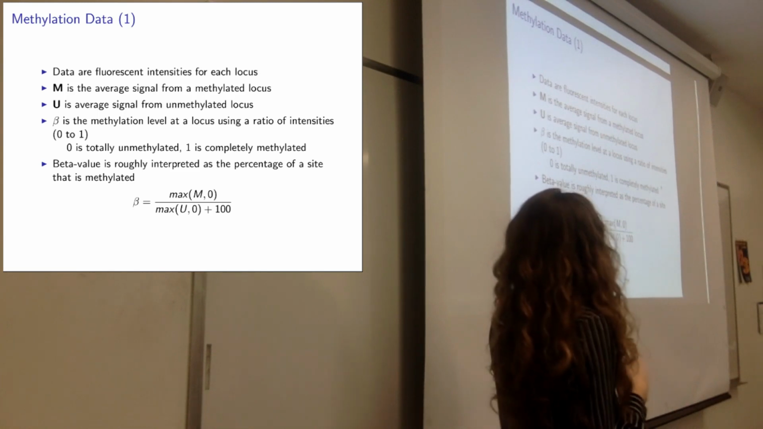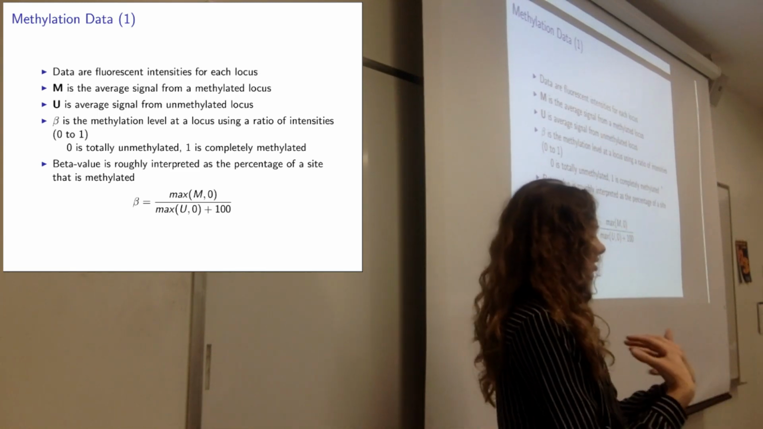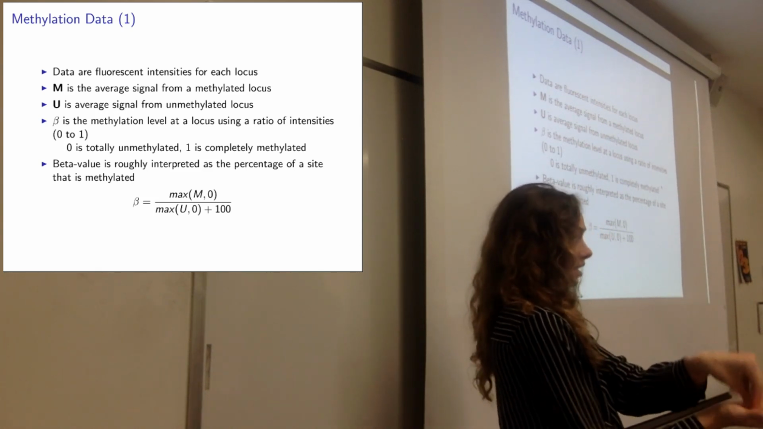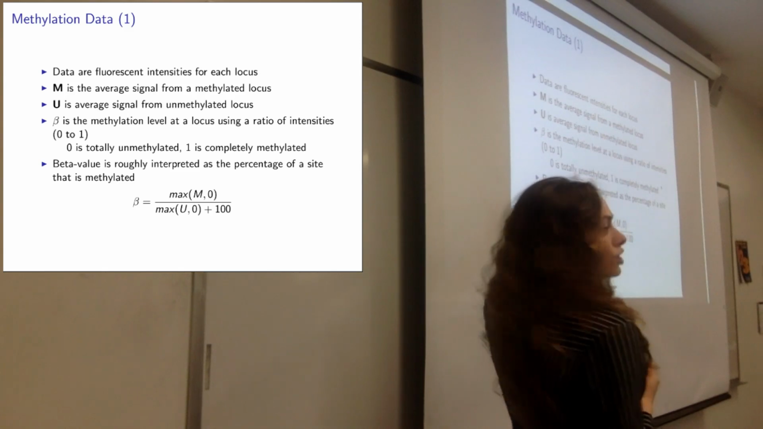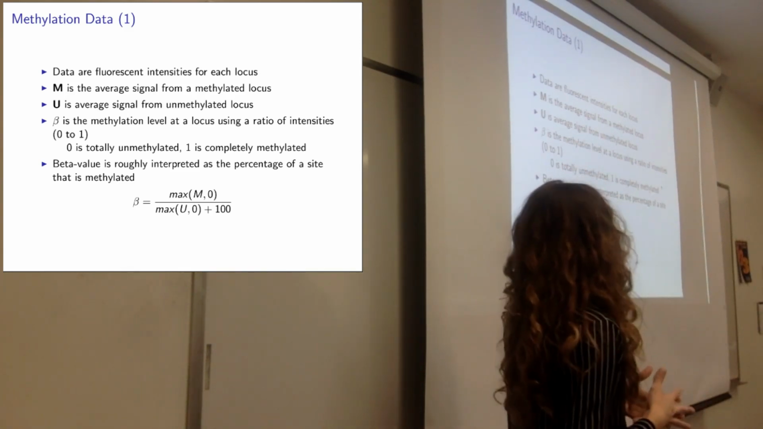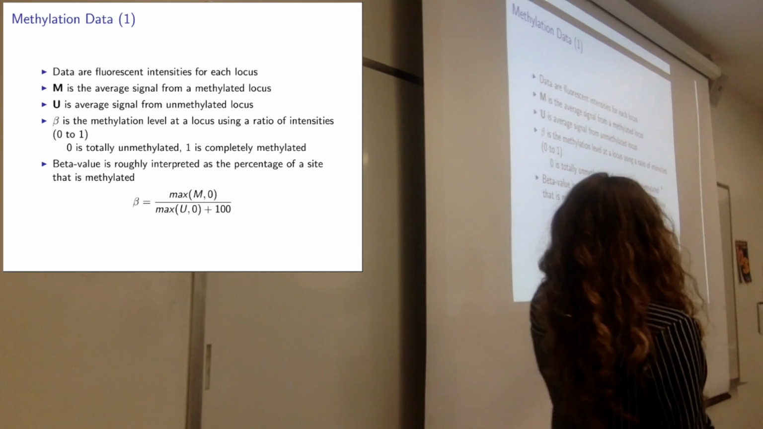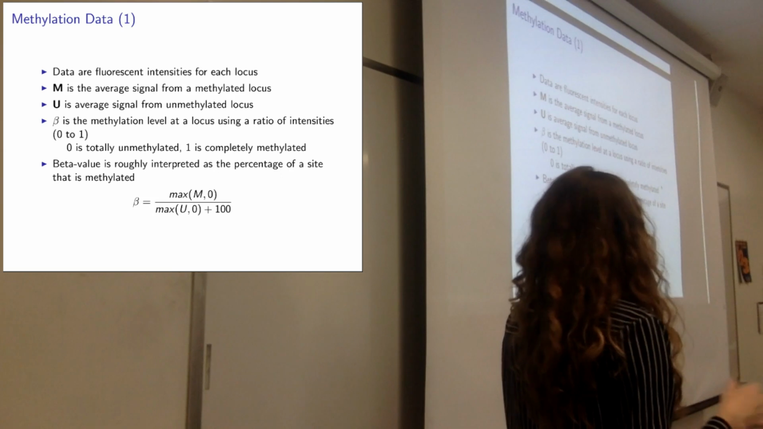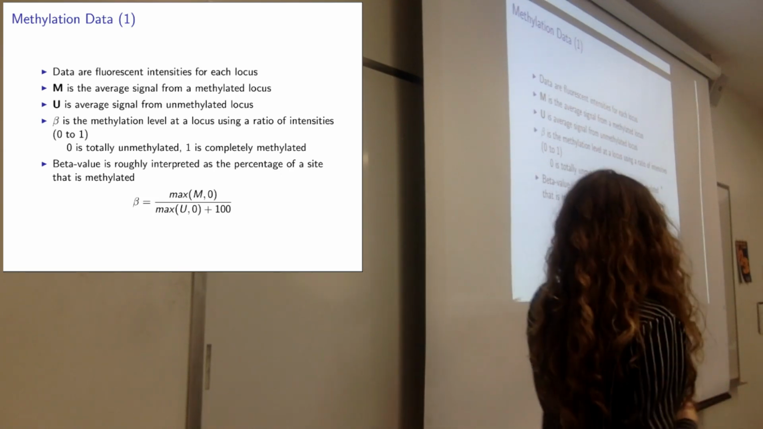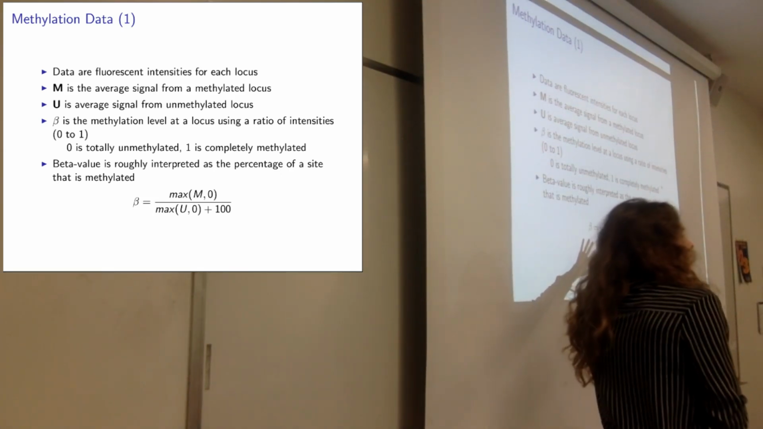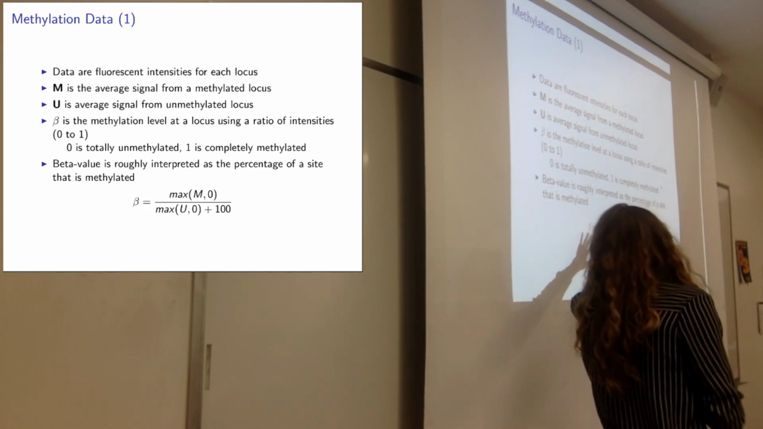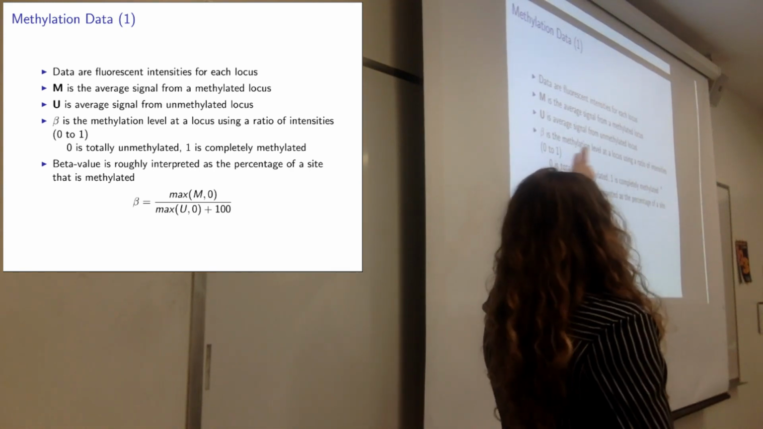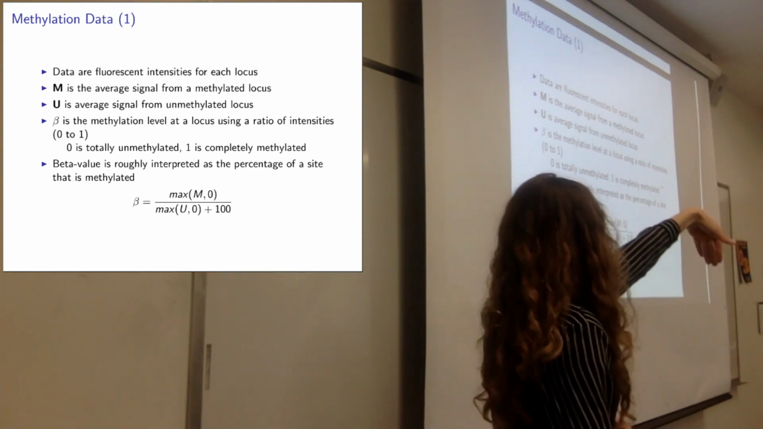So methylation data, the data that you get, are fluorescent intensities for each locus. Each coordinate on the DNA gets these two values, M and U. M is the average signal from a methylated locus, and U is the average signal from an unmethylated locus. They can range from 0 to 100 typically. If they're above that, it makes the beta value outside its bound, so you usually view those as bad reads. But we tend to have M and U between 0 and 100.